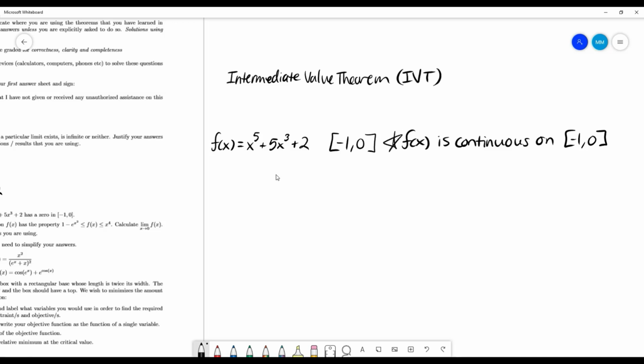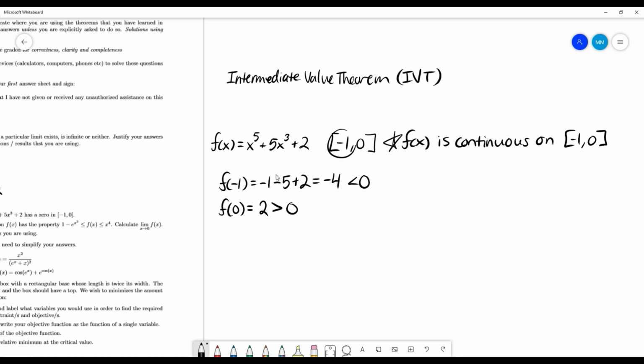Big important. The next step is to figure out if it is negative at any point, and then if it is positive at any point. So if it's greater than or less than 0. I'm just going to plug in these endpoints since this interval is inclusive. So let's see what f of -1 is. That's going to be -1 minus 5 plus 2, which is just -4. So that's less than 0. Okay, let's try plugging in the other endpoint. That's going to be 0 plus 0 plus 2, which is greater than 0.